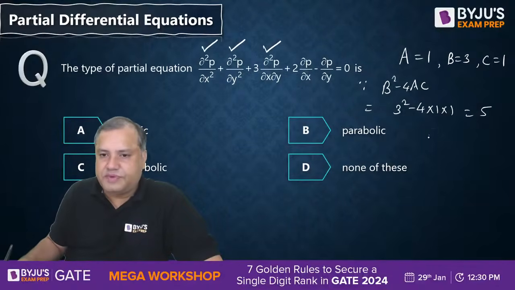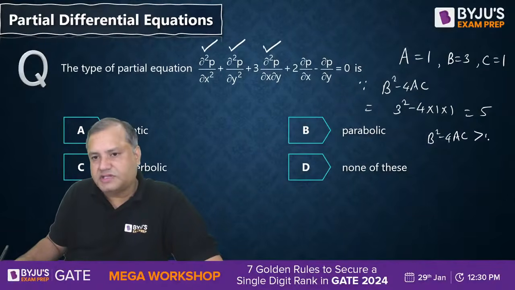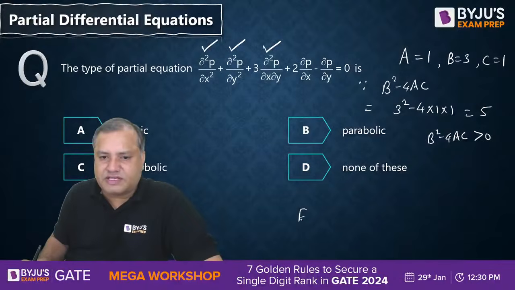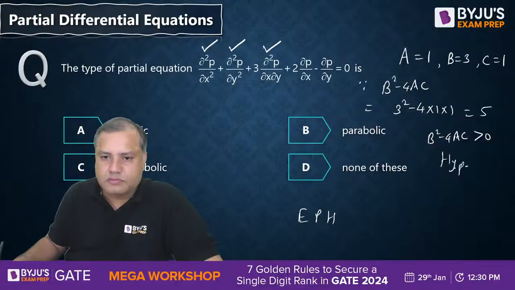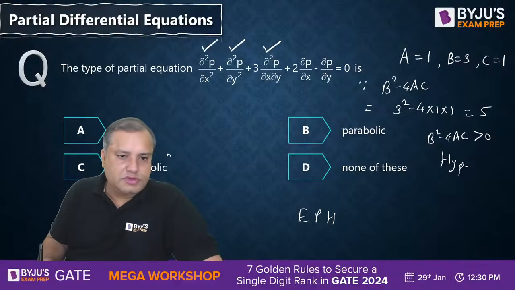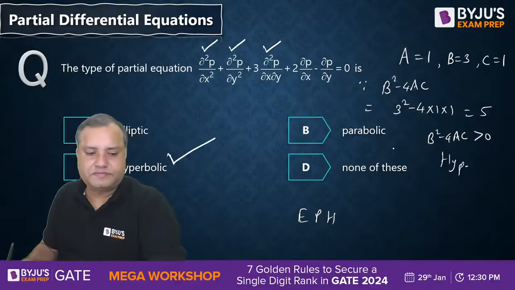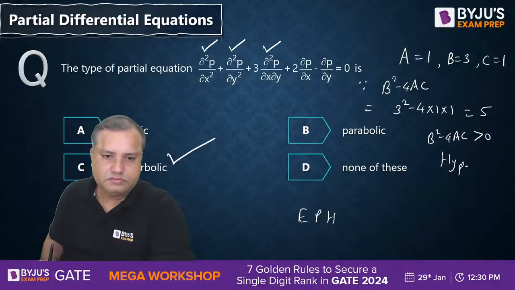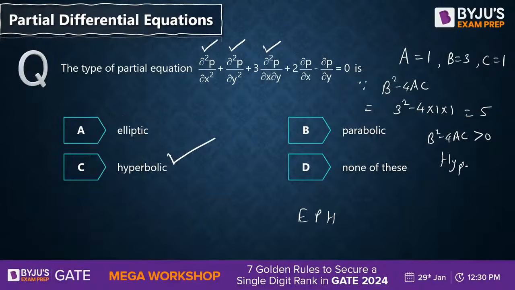See here, b square minus 4ac is 5, which is greater than 0. I just remember that sequence EPH. So greater than 0 means hyperbolic. So option C is the correct answer.